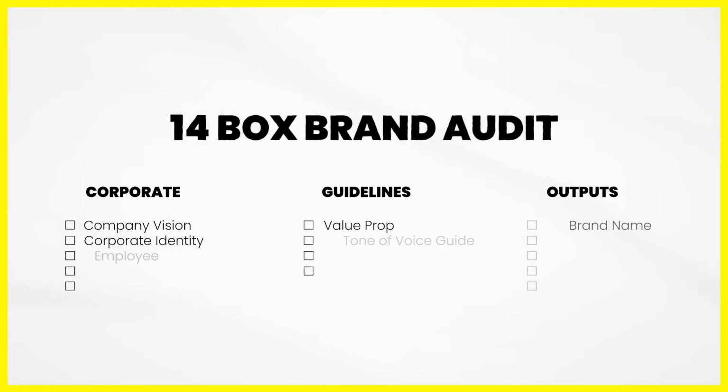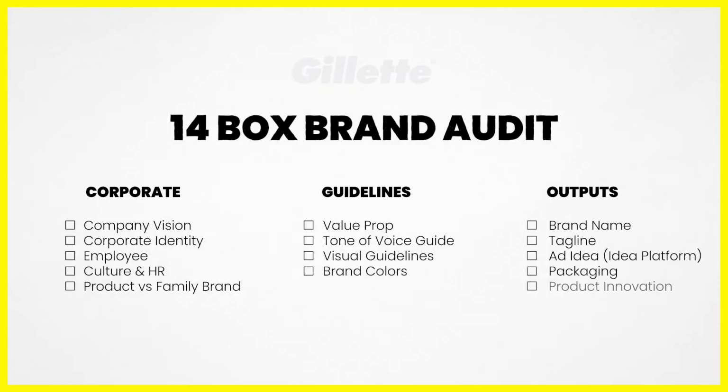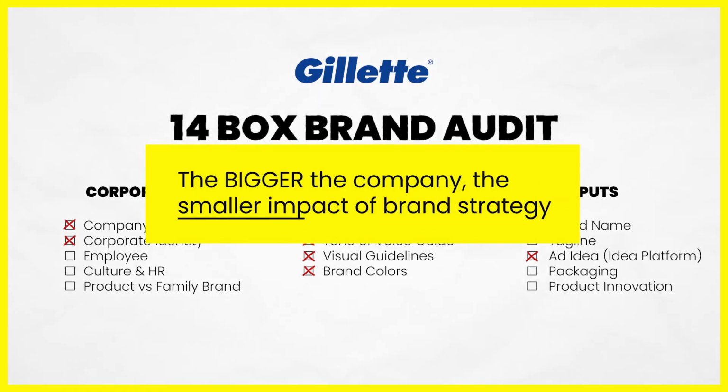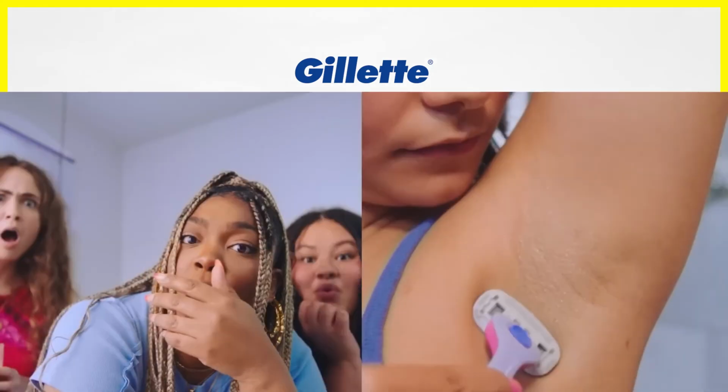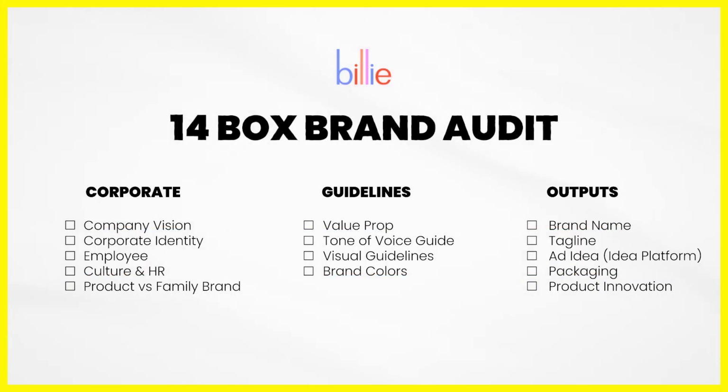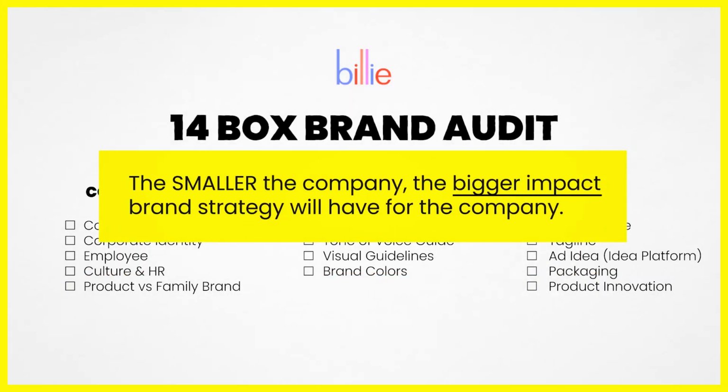I use the brand strategy audit template to assess this. It is a 14-box auditing tool that I use to show the remit of what brand strategy should impact. Gillette would not need a company vision, a new corporate identity, a value proposition, tone of voice, visual guidelines, brand colors, brand name, or idea platform. Most of the 14 pieces won't be impacted by brand strategy. The bigger the company is, the smaller the impact of brand strategy. But on the other hand, Billy would need most of those 14 boxes ticked off for their brand strategy. The smaller the company, the bigger the impact brand strategy will have for the company.